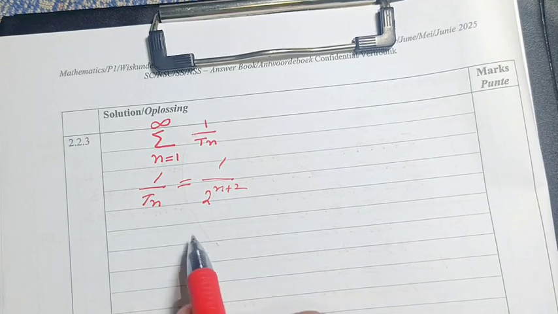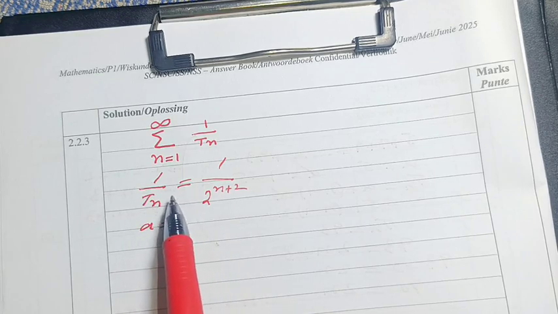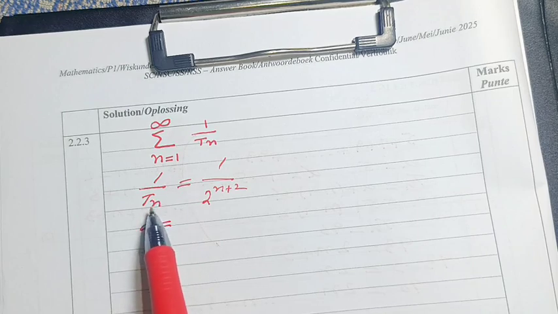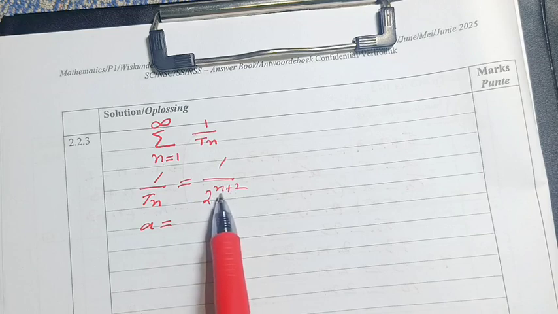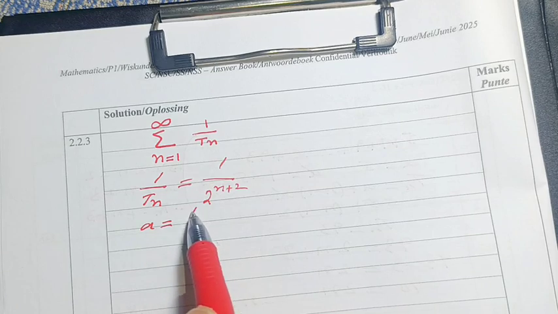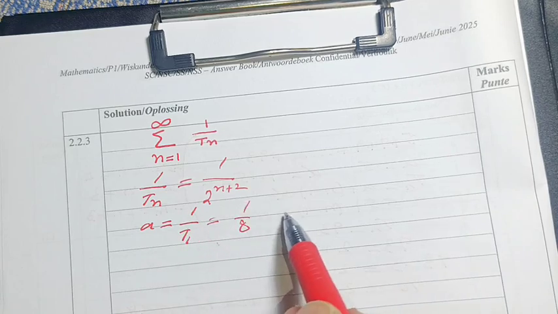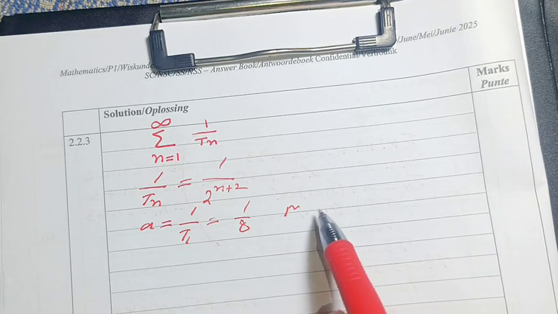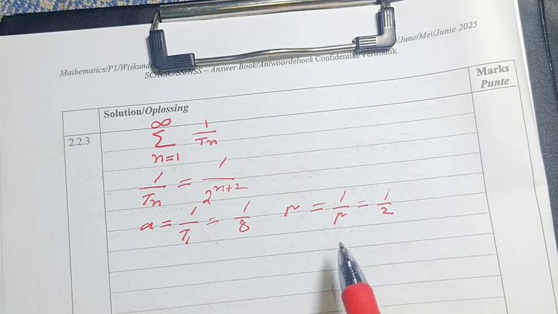Now, the A, the first term, is going to be... so 1 over Tn, first we need to solve the 1 over Tn. So 1 over Tn is equal to 1 over 2 power n plus 2. So I'm going to substitute, and the A, the first term, is 1 over 8, because with T1 it means 1 over 8, and the R, which is the ratio, is obviously going to be 1 over 2.